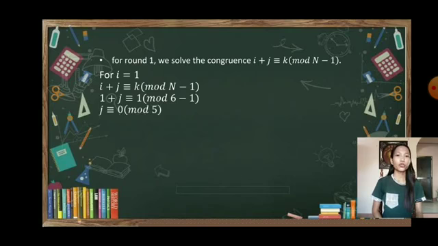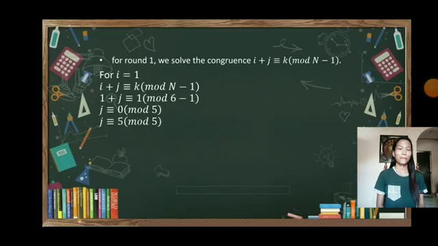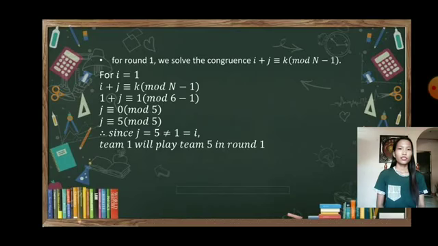We just transpose the 1 to the other side, so we have j ≡ 0 mod 5. 0 mod 5 is also congruent to 5 mod 5. So, the value of j is 5. Since j = 5 and not equal to 1, which is the value of i, Team 1 will play Team 5 in round 1.